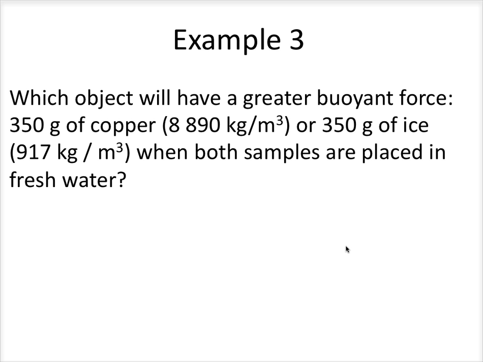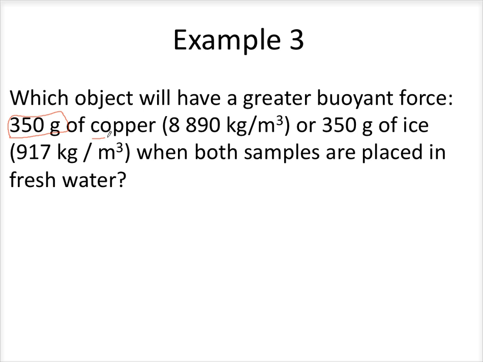Here's a third example. That's a critical thinking example. That would be something that you can find on a quiz or a test or a final. In this case, I'm asking you to compare the buoyant force on two objects that have identical mass of 350 grams.